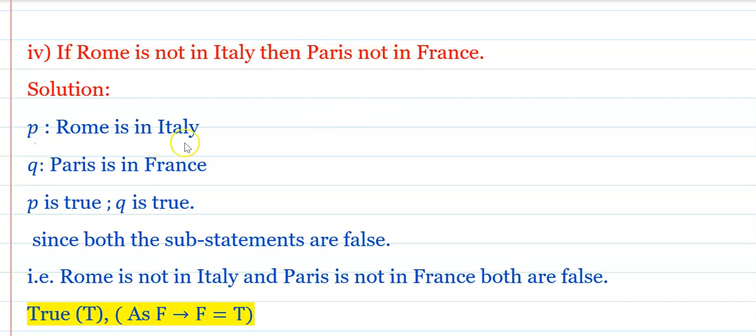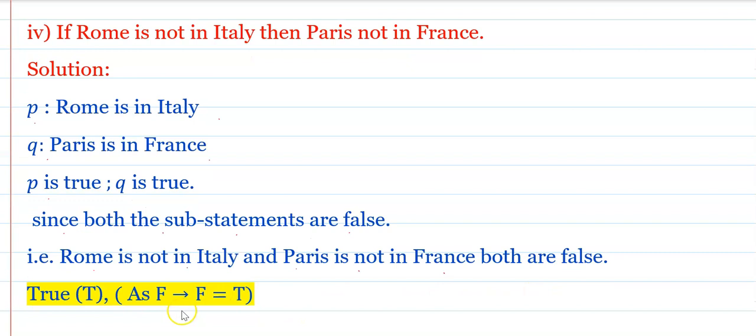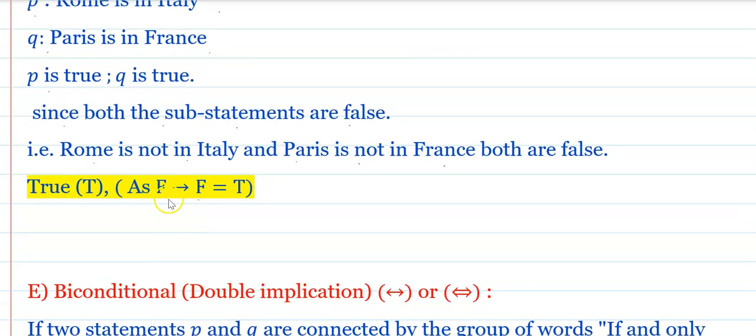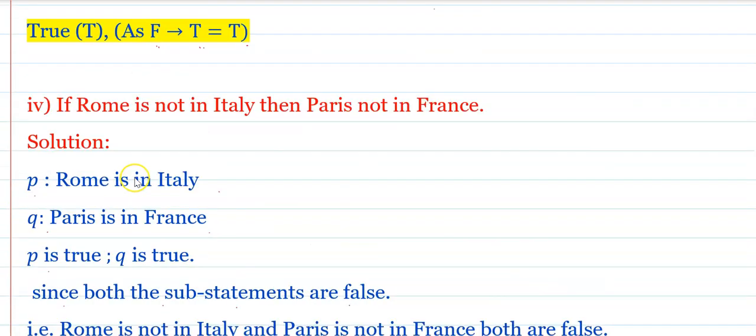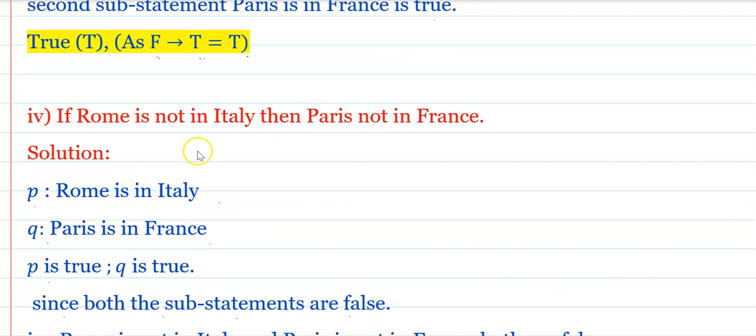Again, what will we consider for P? Rome is in Italy, Q, Paris is in France. P and Q both are true. Since both sub-statements are false, that is, Rome is not in Italy and Paris is not in France, both are false. Means what? F implies F. F implies F, that is, if both are the same, then it is true. And therefore, the truth value of this given statement is true.